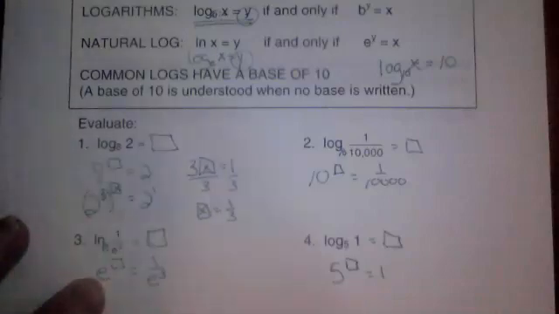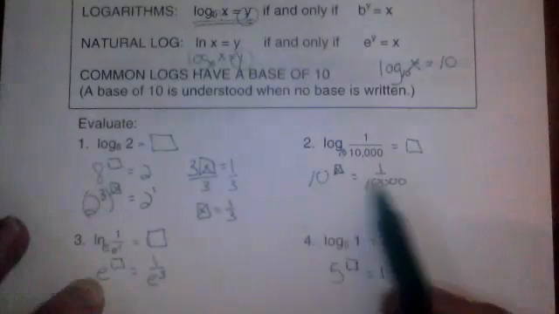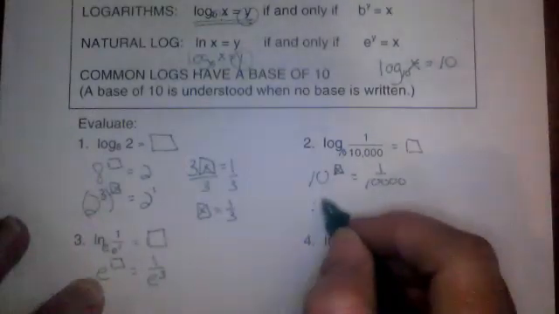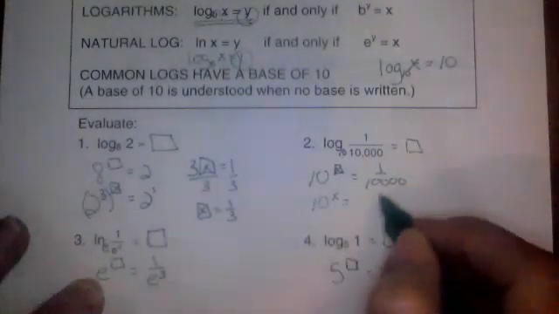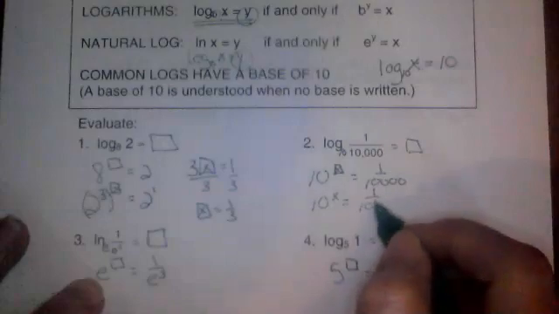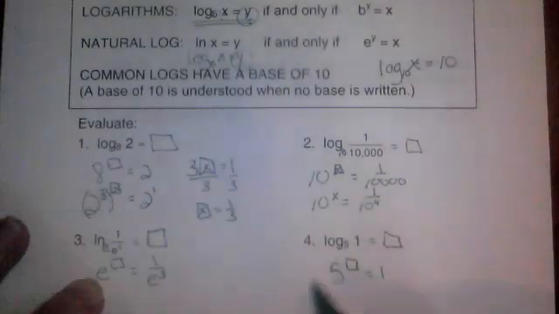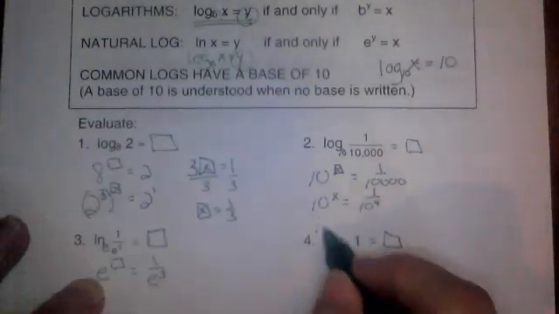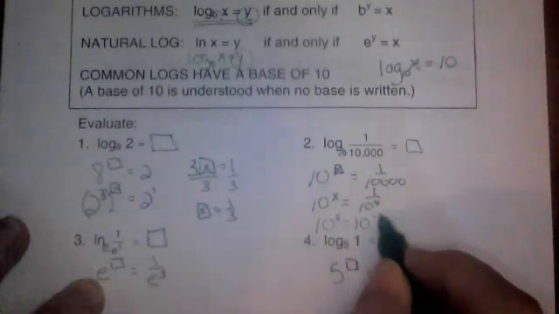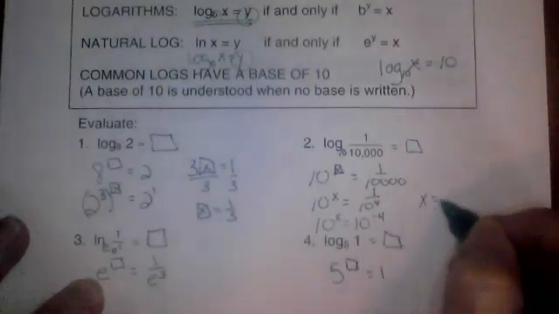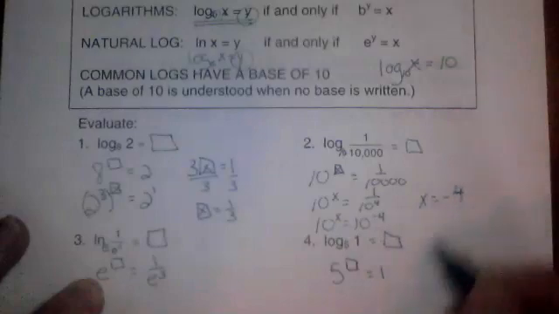I'll go ahead and put an x in for the rest of these. So here I need base 10. So this is 10 to the x power equals 1 over 10 to the fourth power. 10 to the fourth power is 10,000. To bring that up to the top, I have 10 to the x equals 10 to the negative fourth power. So x is -4.